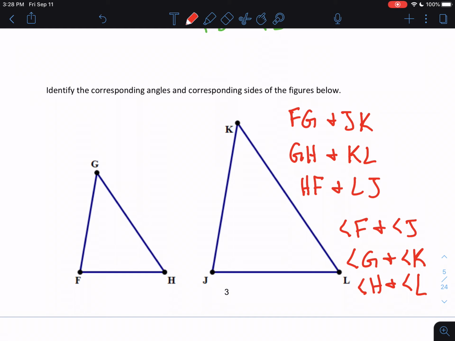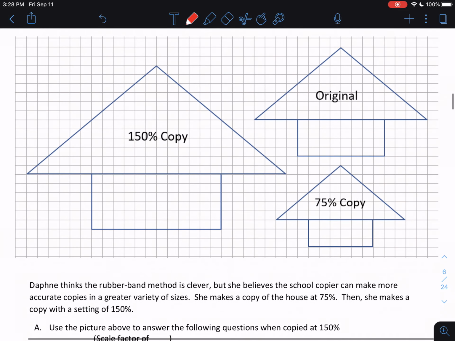And so now you're wondering, well, why do I have to do that? Why do I have to know that? And it's because when we compare similar figures, we need to be consistent and be very clear about what corresponds from one similar figure to the other one. And so we just need to make that very clear.